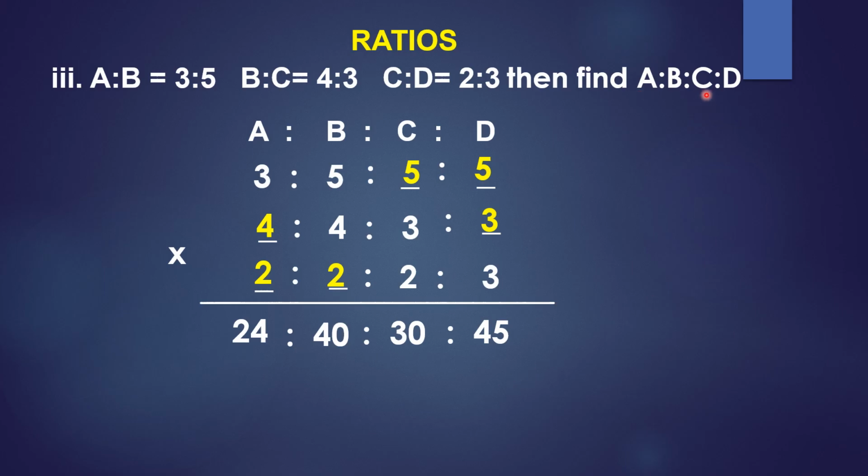This is our answer. A is to B is to C is to D. This is A, this is B, this is C, and this is D. If they are asking what is B is to D, you can take 40 is to 30. Cancel 0, 0. Therefore, 4 is to 3 is your answer. If what is A is to D, 24 is to 45 you can write. If they are going in any table, you can cancel, reduce it, and you can write the ratio.